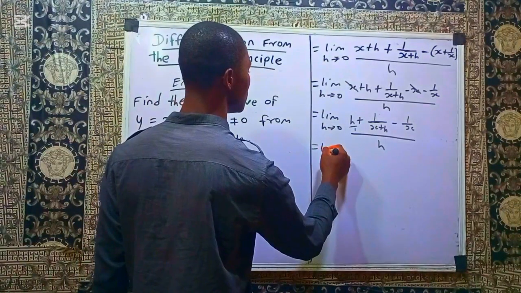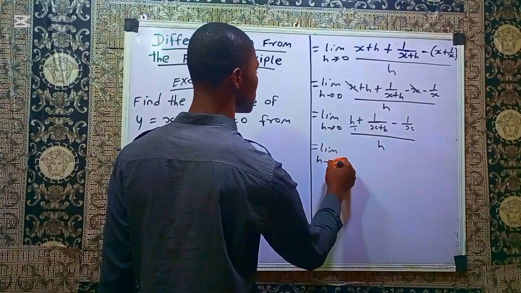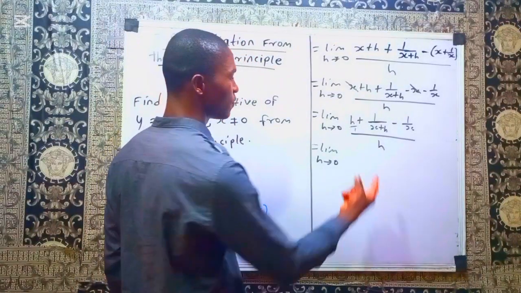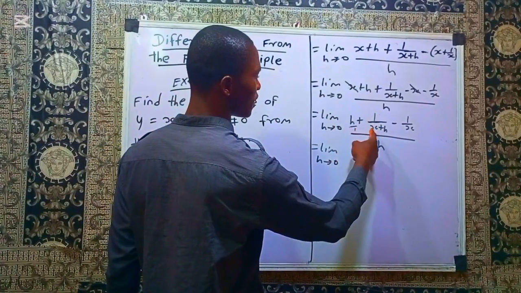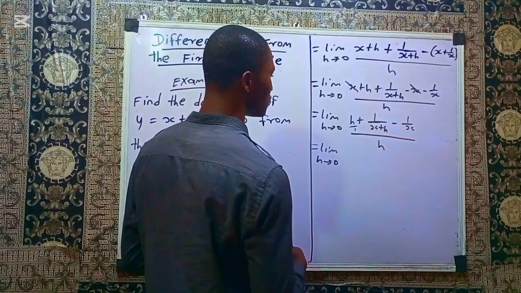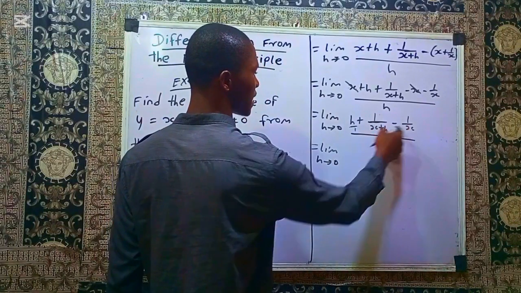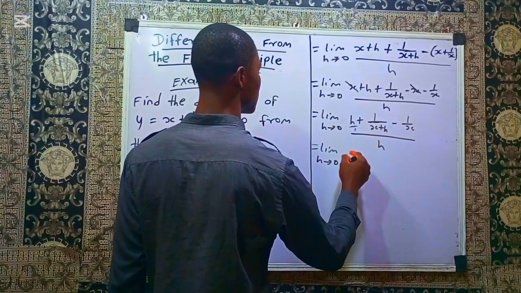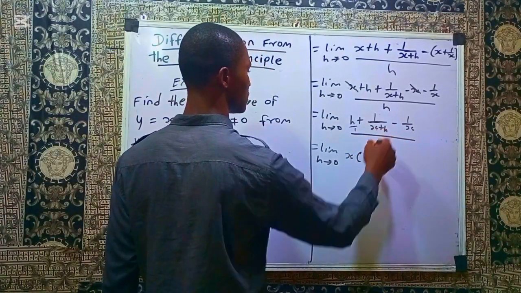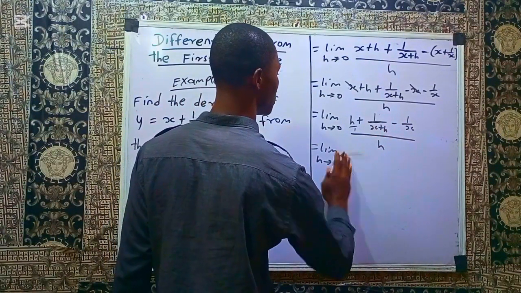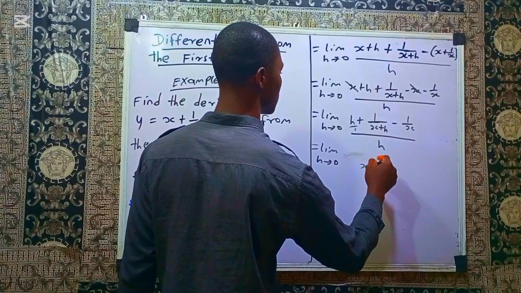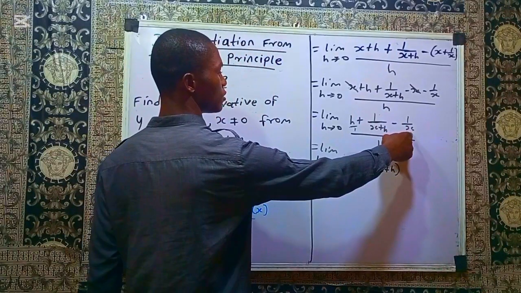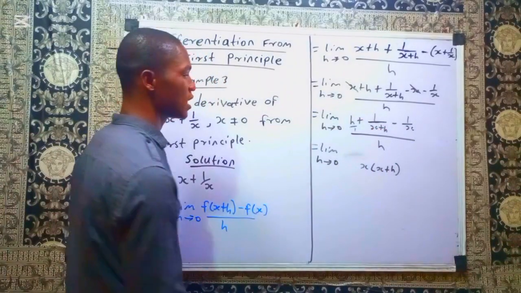So I'll now have the limit as h goes towards 0 of, so I'll now find the LCM of this fraction. LCM of 1 and x plus h and x. So of course the LCM is x times this quantity, x plus h. So I will now write x times x plus h. That's this denominator times this denominator that will give us the LCM.